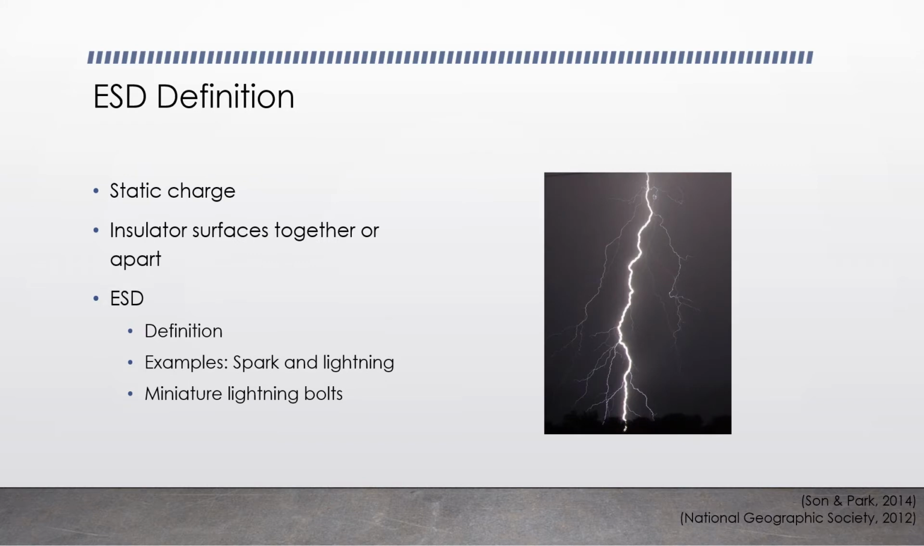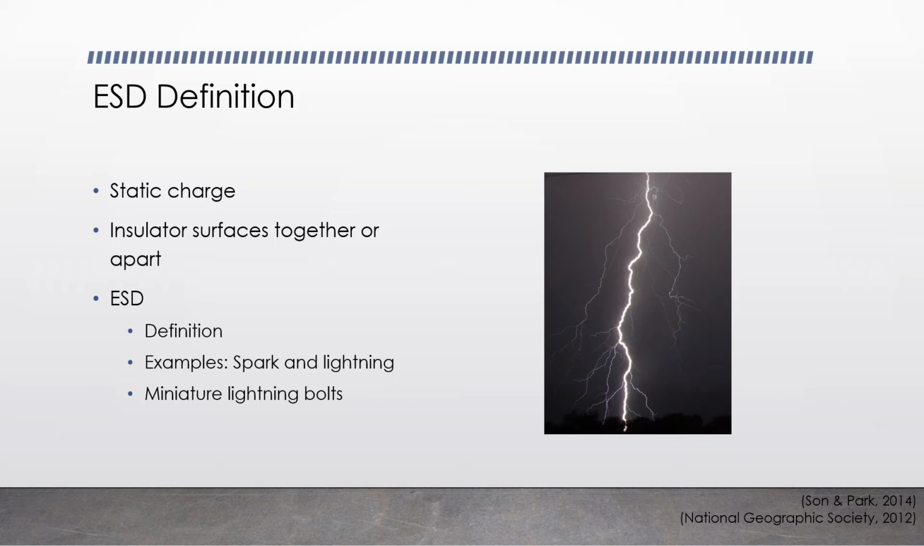Static charge is a non-balanced electrical charge at rest. Typically, it is created by insulator surfaces rubbing together or pulling apart. One surface gains electrons while the other one loses them. This results in an unbalanced electrical condition known as static charge. When a static charge moves from one surface to another, it becomes ESD.